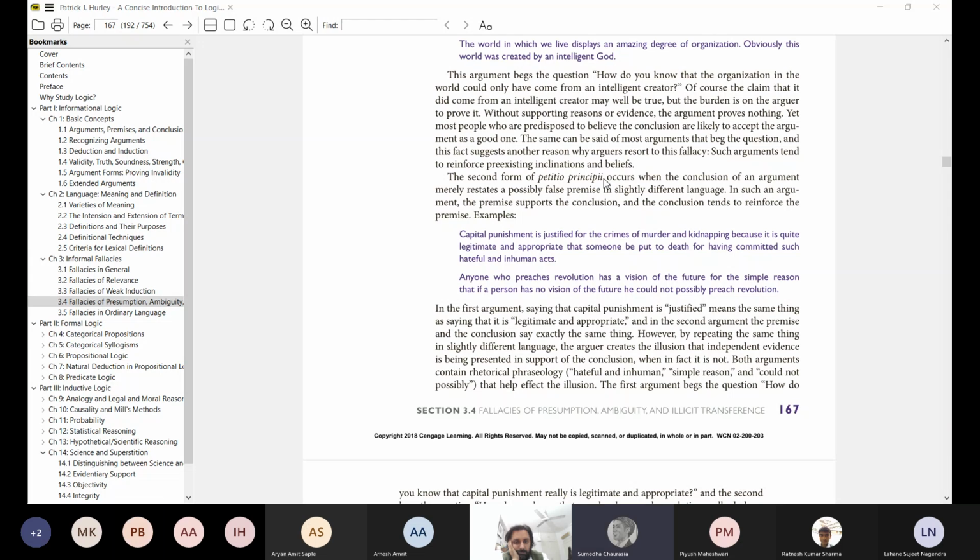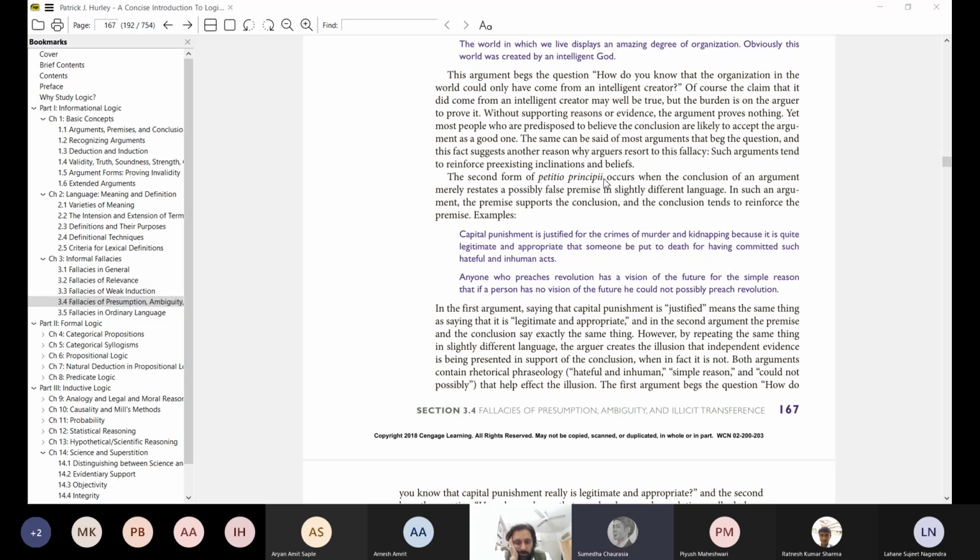Well, if yes, it is a valid argument, because if the premise is true, then the conclusion is true, because they mean the same thing. They're the same thing. Good. So it's a valid argument. So it's a nice example of a valid argument that has some kind of problem with it.